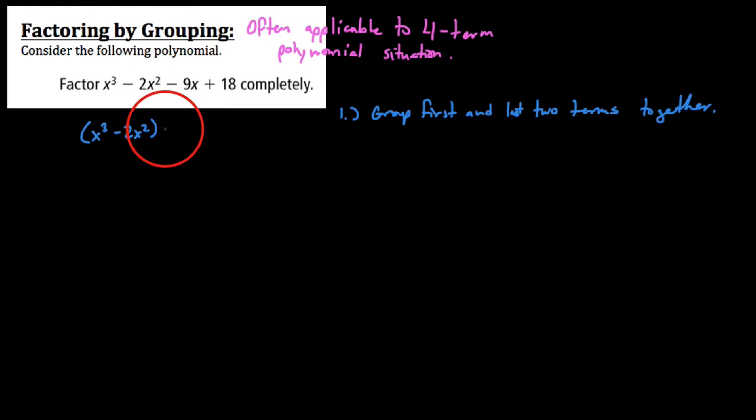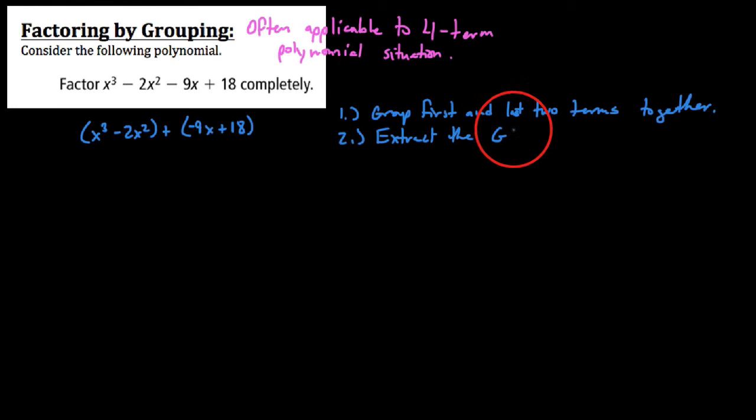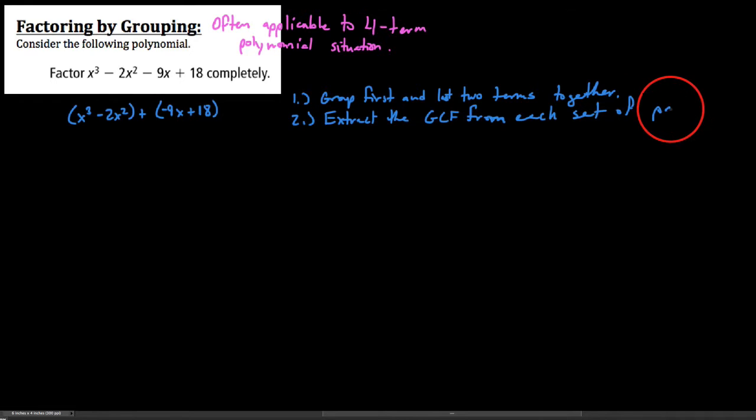So when I rewrite this, here's how the grouping gets applied in this instance. We're going to group the first 2 terms. I'm going to put a plus sign here, always a plus sign. And then I'm going to keep that negative with my negative 9x there, plus 18. And so our first step here with grouping is just to group the first 2 and the last 2 terms. What our next step is going to be is this: extract the GCF from each set of parentheses. And you'll see what happens here when we do this.